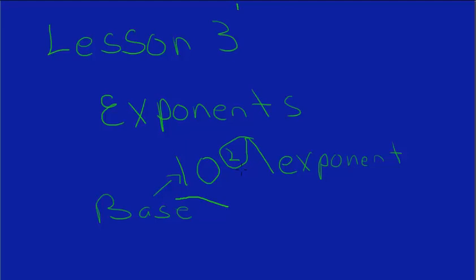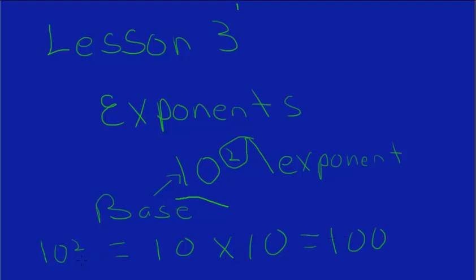So 10 to the second power, which is how we say this, would actually mean 10 times 10. And 10 times 10 equals 100. So 10 to the second power equals 10 times 10 equals 100.